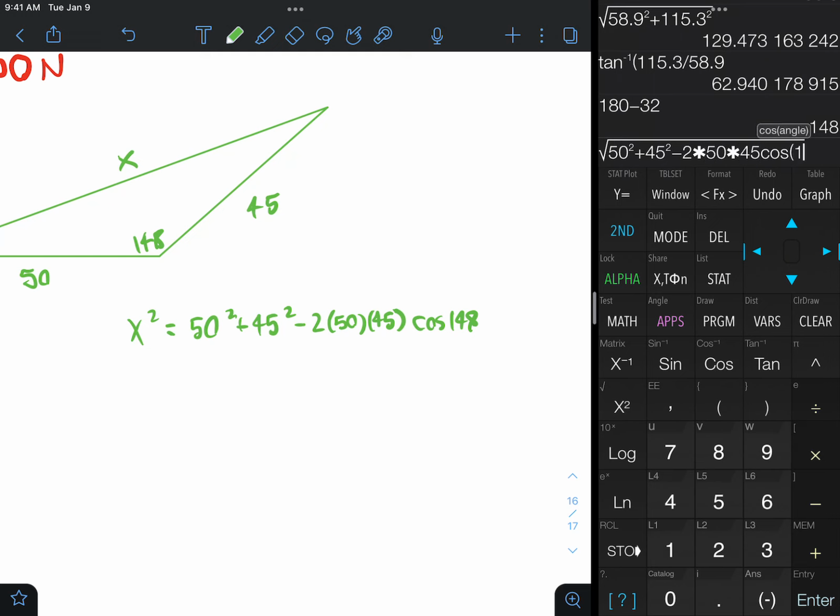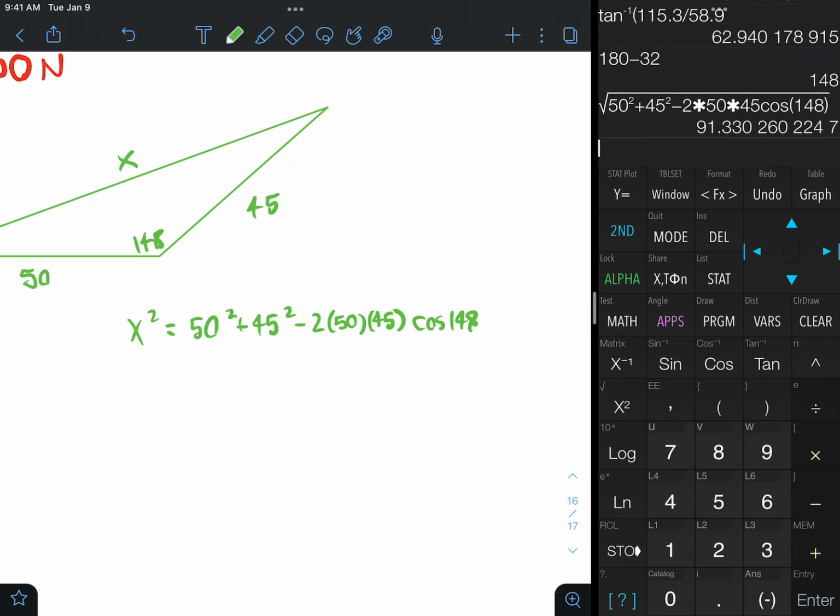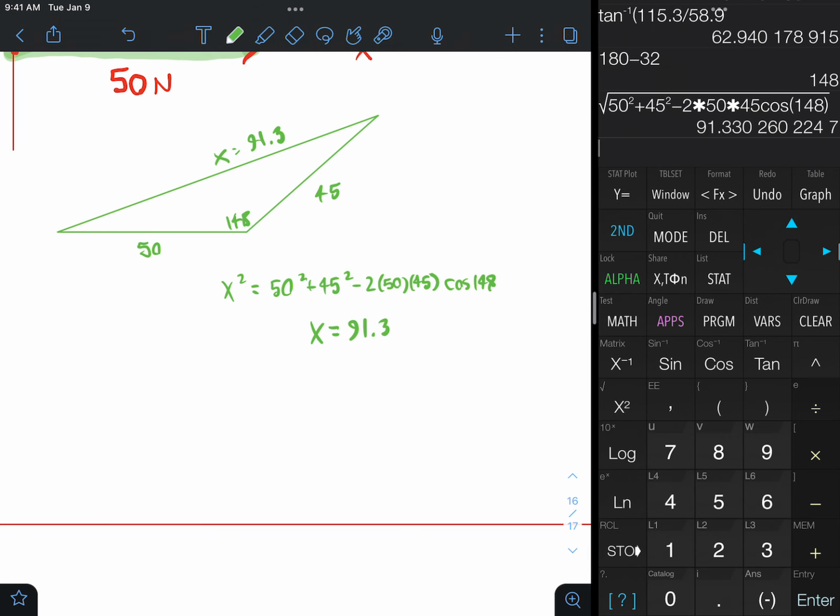Okay. Theoretically, if I type that in correctly, you get x is about 91.3. That does make sense because that should be the longest side, across from the biggest angle. 91.3 sounds about right. To find your angle, we'll call this angle here A or theta or whatever you want. We'll use the law of sine for that. Law of sine says sine of A over 45 equals sine of 148 over the 91.3.